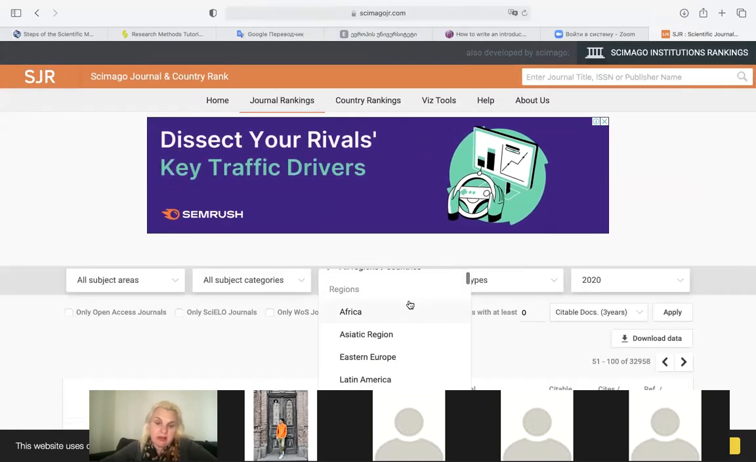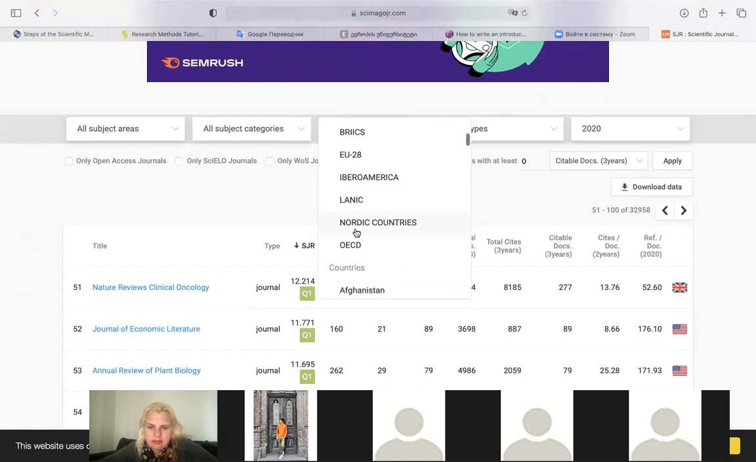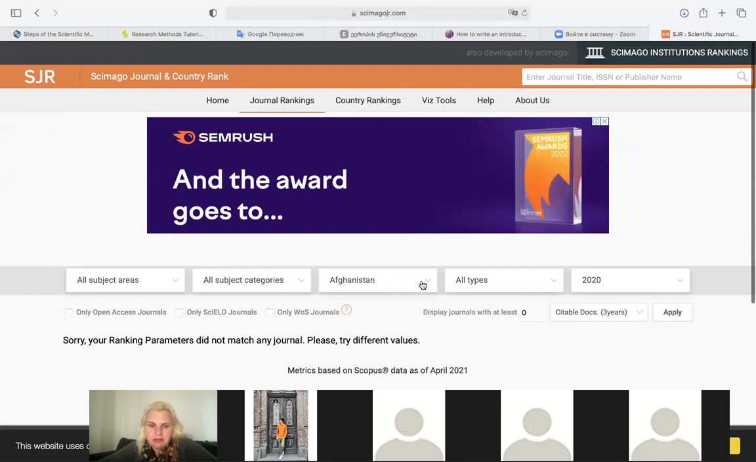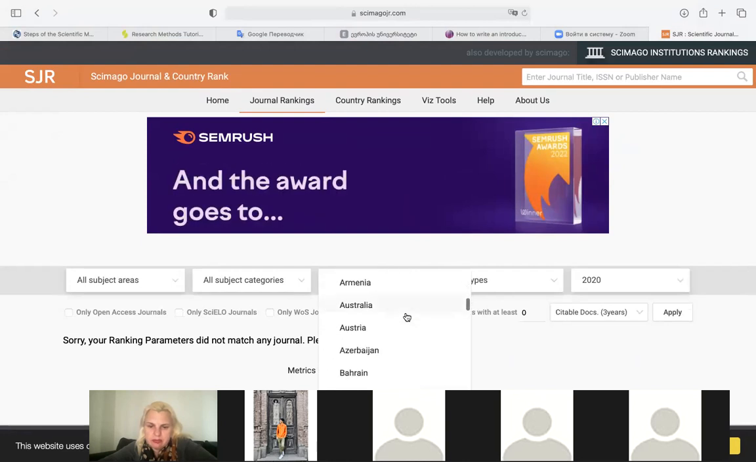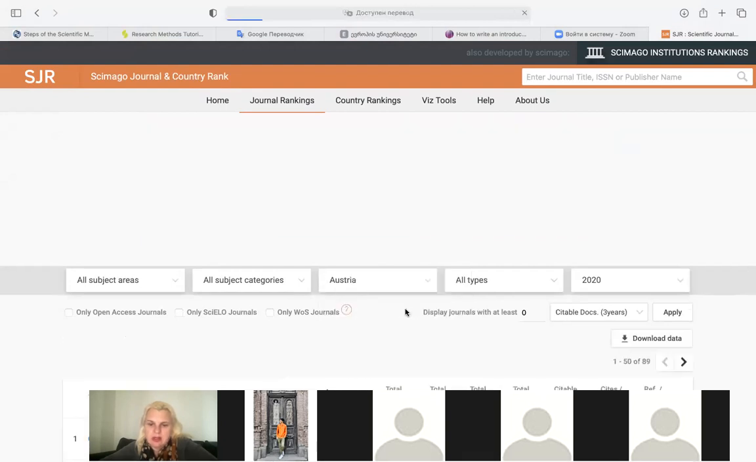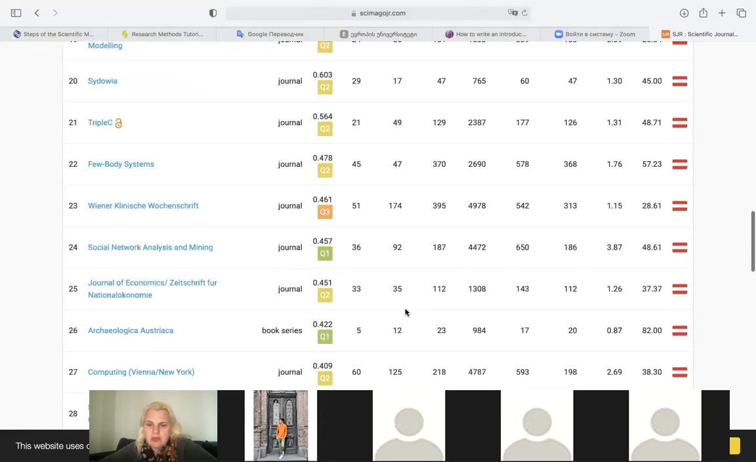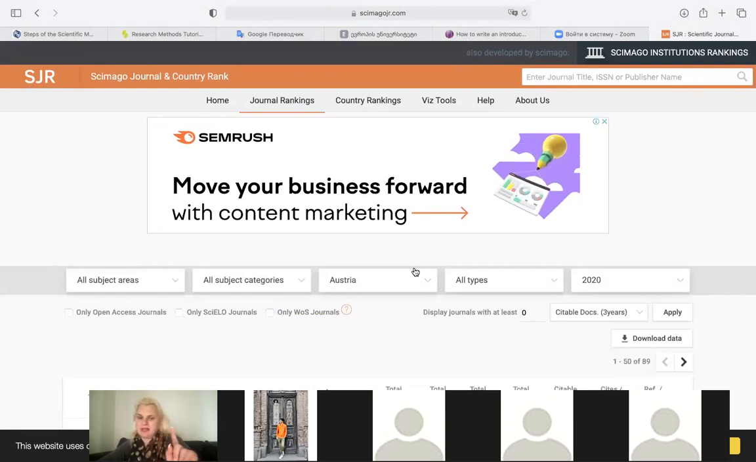For regions and countries, you can search, for example, Afghanistan. They have a journal from Simago. Austria. You have. Okay. It is not a database system. It's a special rank of journals and countries website.